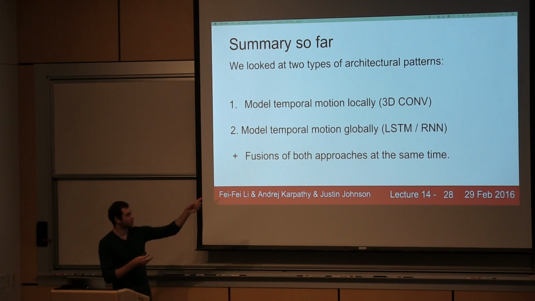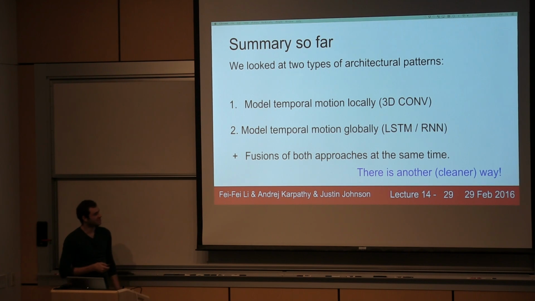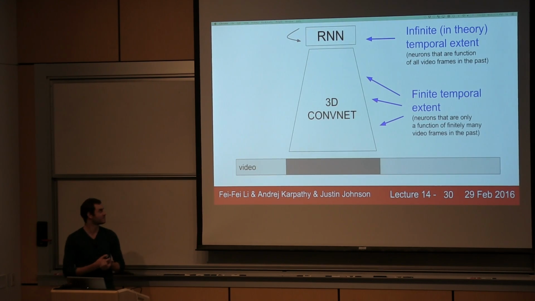Modeling local motion, for example, we extend 3D conv where we use optical flow, or more global motion where we have LSTMs that string together sequences of many time steps, or fusions of the two. Now, actually, I'd like to make the point that there's another cleaner, very nice, interesting idea that I saw in a recent paper, and that I like much more. And so here's basically the rough picture of what things look like right now.